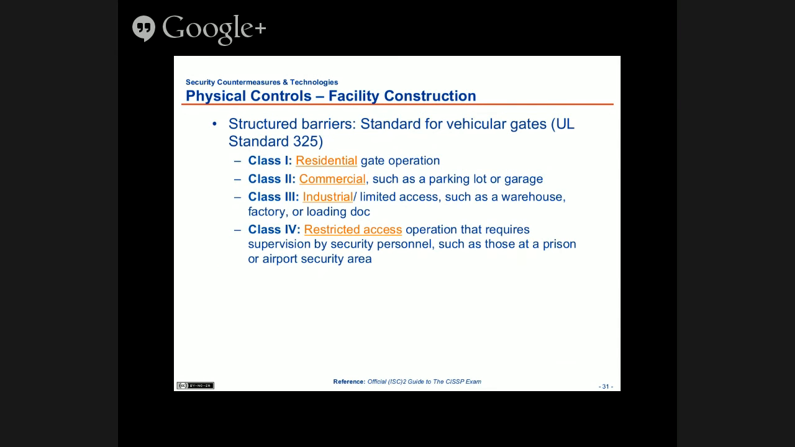All right, in terms of facility construction, more about structured barriers. You have different classes. So you have a class 1, which is a residential gate inspection. Class 2 is a commercial. This is basically parking lot or garage. You have a class 3, which is industrial, limited access. This is like a warehouse facility or loading dock. And then you have a class 4, which is restricted access. Basically, you must have supervision by security personnel. And this would be like a prison or airport security area. So these are the types of structured barriers to think about. Basically, this is talking about vehicular gates. This is the UL standard 325. So these are the 4 classes that are specified with facility construction.